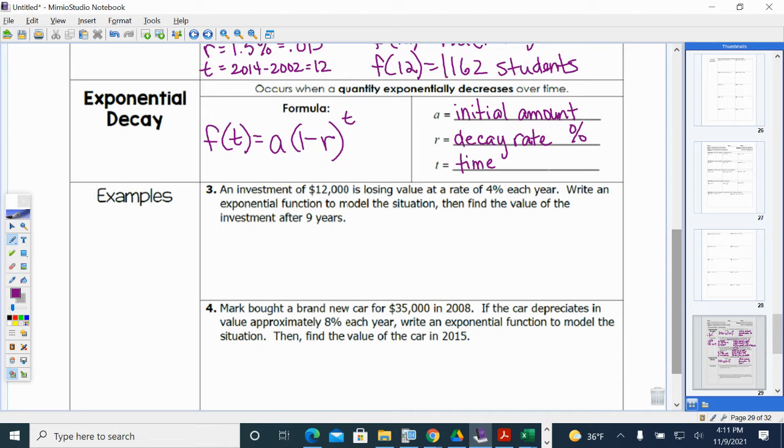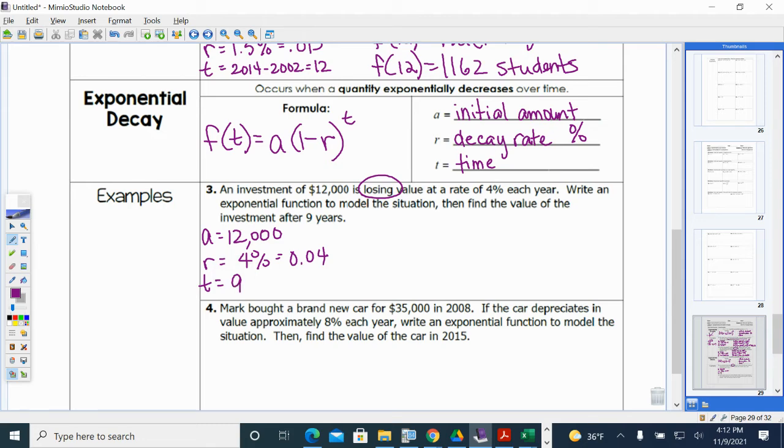An investment of $12,000 is losing value at a rate of 4% each year. Write an exponential function to model the situation, then find the value of the investment after 9 years. So same scenario, except it's losing money, and that lets me know that I need the 1 minus R. So A is 12,000. R is 4%. Move the decimal 2 places to the left, and you get 0.04. And then your T is 9 years.